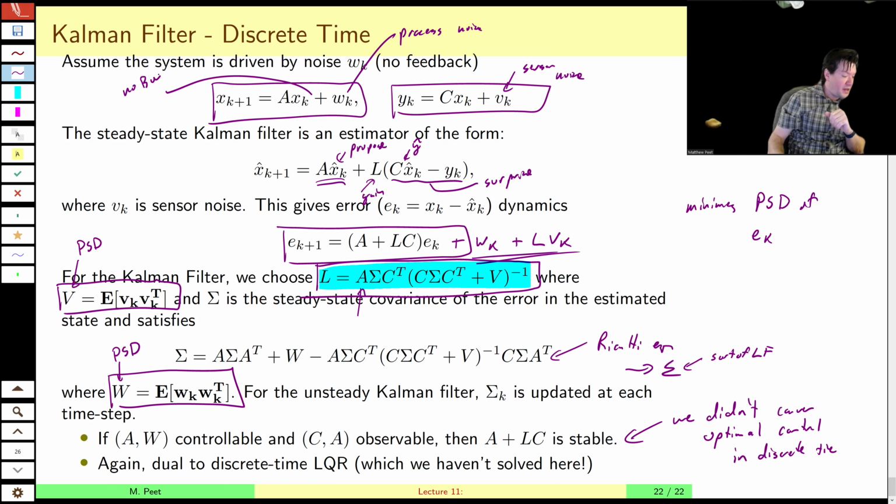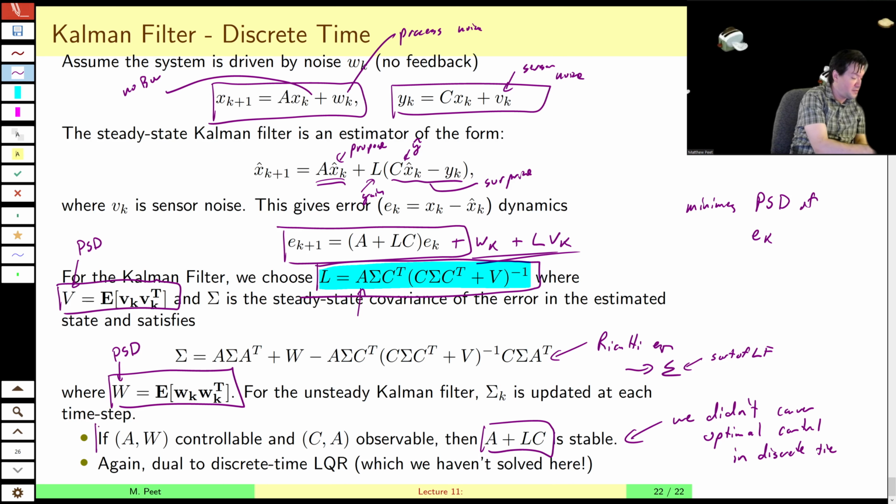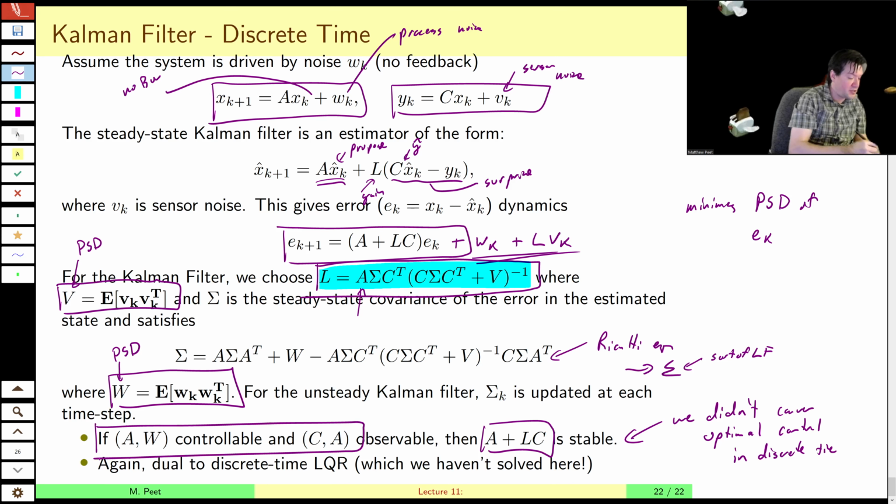And there's a stability condition on A plus LC. It turns out a sufficient condition for A plus LC to be stable is that these matrix pairs are observable and controllable. So basically, if A coupled with the process noise, and C and CA, is observable, then the closed loop is stable.